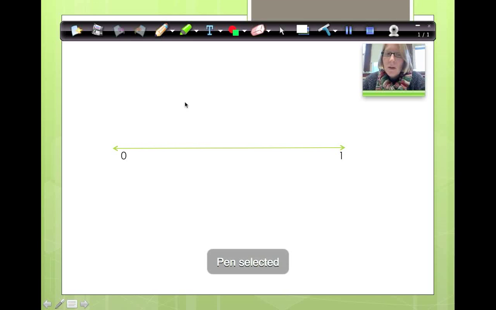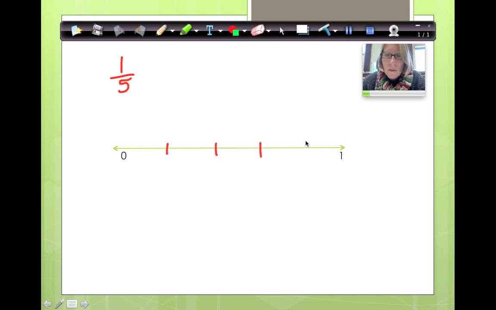Okay, before we get started with that, I would like to do a little bit of a review. So I would like you to draw a number line that looks like mine. And then I would like you to find and label 1/5 on my number line. How will you do that? Well, we need to first cut it into how many parts? We need to cut it into fifths. So let's cut this into fifths. It's approximate here. 1, 2, 3, 4, 5.